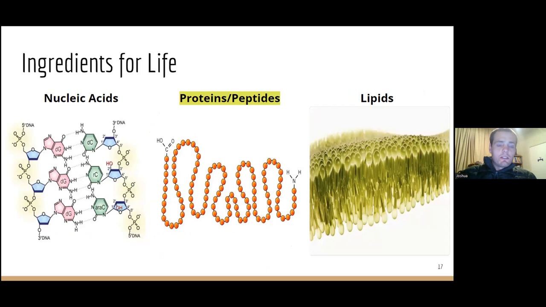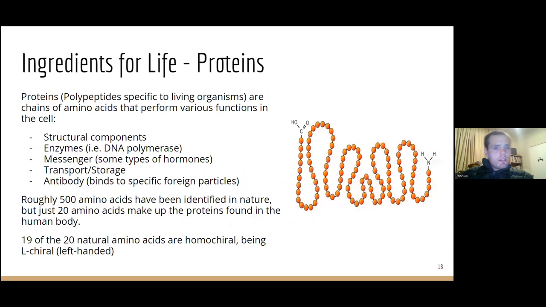So the second key ingredient here is proteins or peptides. Proteins, which are polypeptides specific to living organisms, are chains of amino acids that perform various functions in the cell. So they are structural components. They are enzymes, an example there is DNA polymerase. They are messengers, so they can be types of hormones. They can be responsible for transport and storage within the cell, and also an antibody, so they can bind to specific foreign particles.